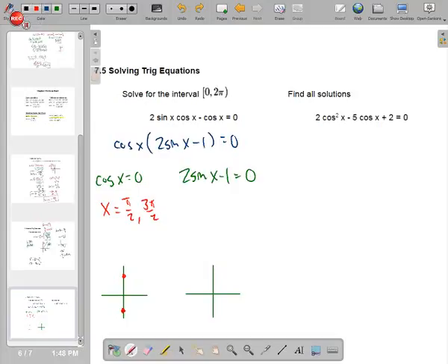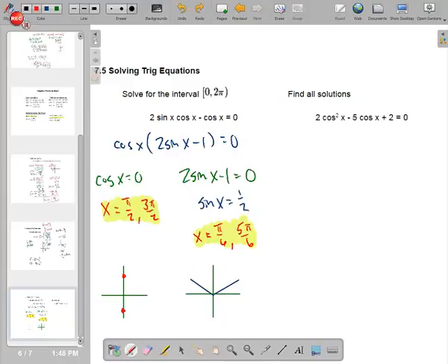Now we need to solve this guy, and to do that, I'm going to isolate the sine of x. So the sine of x is 1/2, and that happens when you have a 30-degree reference angle. And since sine is positive in the first and second quadrant, there are still two answers here. That would be pi over 6 and 5 pi over 6. So there's 4 solutions here: 1, 2, 3, 4. This equation has 2 solutions.